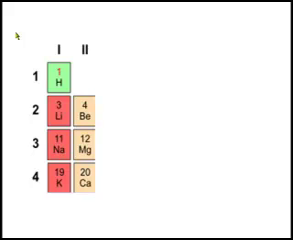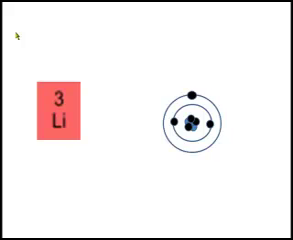So let's start with an example. We'll start with lithium, which is atomic number 3. And if you look at lithium, it has a nucleus with 3 protons and 3 neutrons. And then it has a first energy level, which can only hold up to 2 electrons. So our third little lone electron has to go in a second energy level.